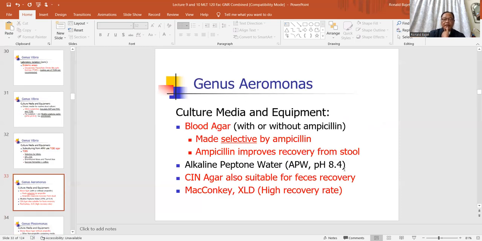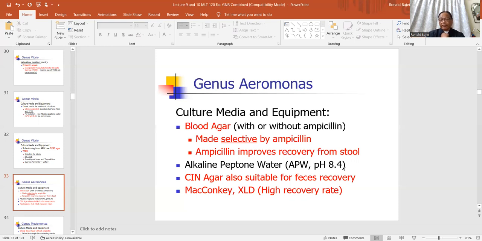Aeromonas isolation. Blood agar is made with, like I said, for Aeromonas, ampicillin. It's selective. Aeromonas likes ampicillin. It improves the recovery from stool, which is kind of weird because, like I said, ampicillin is used to either kill or inhibit bacteria. Aeromonas loves ampicillin, okay?